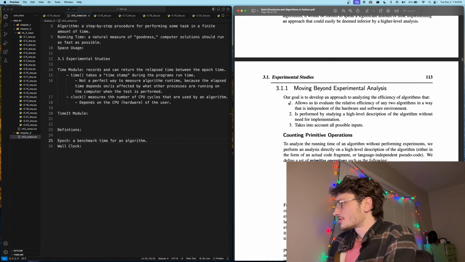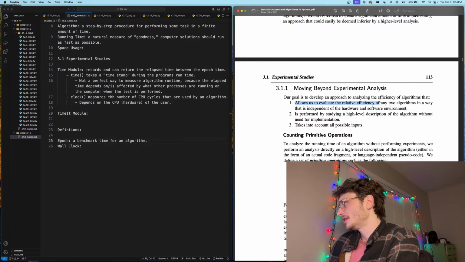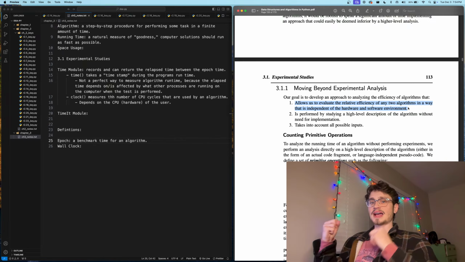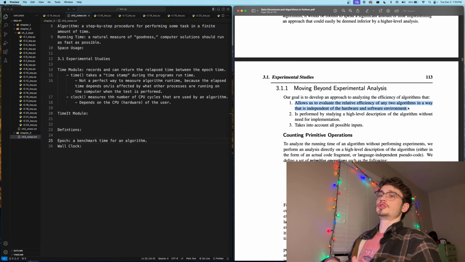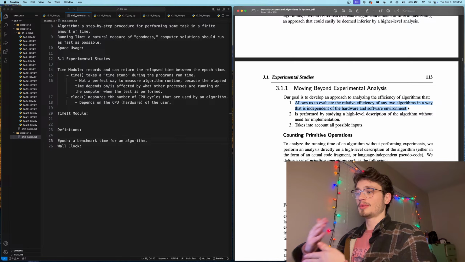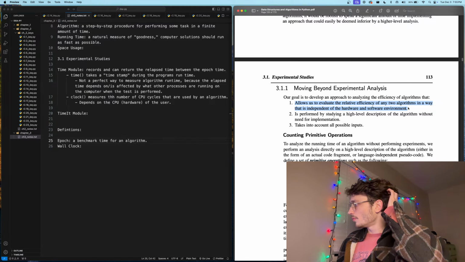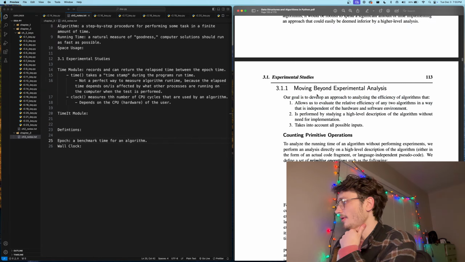Moving beyond experimental analysis. Our goal is to develop an approach to analyzing the efficiency of algorithms that allows us to evaluate the relative efficiency of any two algorithms in a way that is independent of the hardware and software. So what we're talking about right now is wanting to test our algorithms, right? In order to do that, we need data or some sort of interaction, usually because algorithms need something to work with, from my understanding. The closest thing I could think of is a social media algorithm. You need users to use the algorithm over time to make it work, whatever it's supposed to do. So we're trying to find an approach to do that here, that's independent of hardware and software.